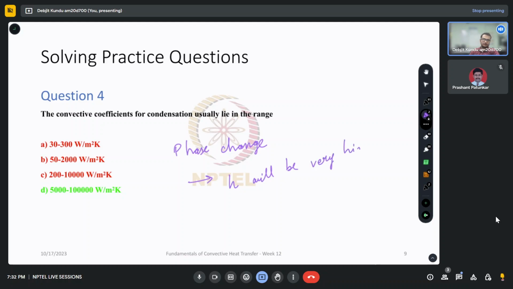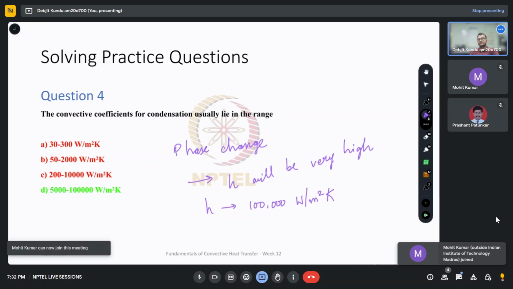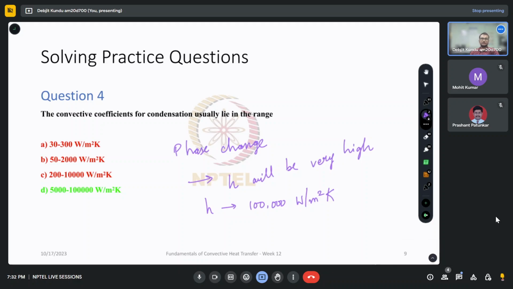And this particular property is very useful in many engineering applications, and that is why learning phase change heat transfer is so important. So for the case of condensation as well as boiling, the h could very well reach somewhere around 100,000 watt per meter square Kelvin. Now, this is not possible with natural convection or forced convection so easily. But phase change allows us to achieve these very high rates of convective heat transfer.